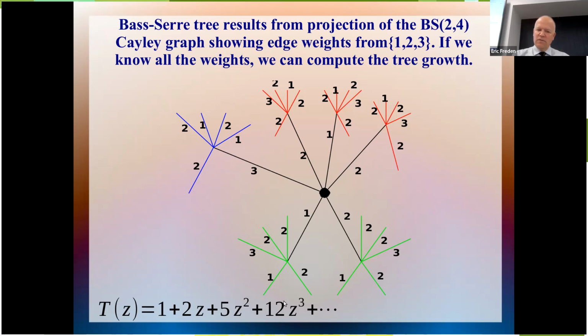Five at length 2, 12 at length 3, and so on and so forth. This is just brute force counting them. I could try doing cones like we did for the 3 group. It turns out that these 3 things, these red things here, these are isometric cones.